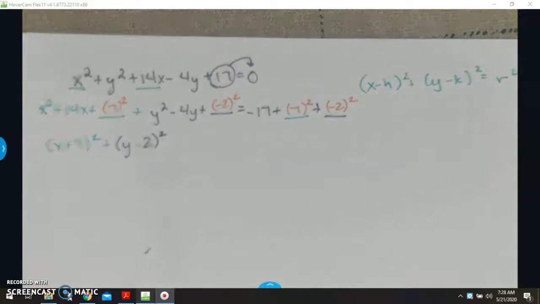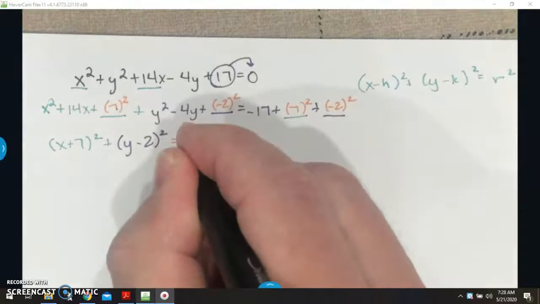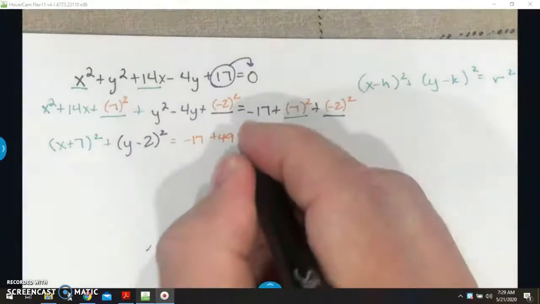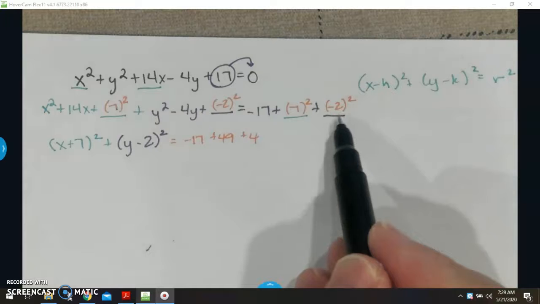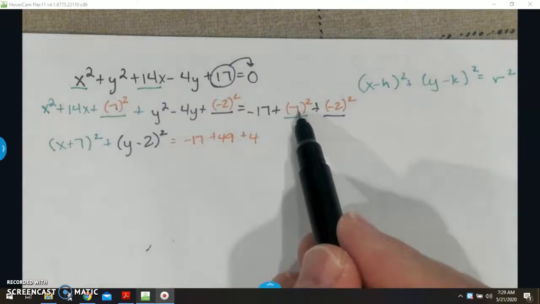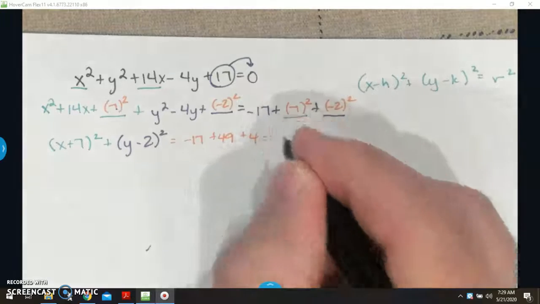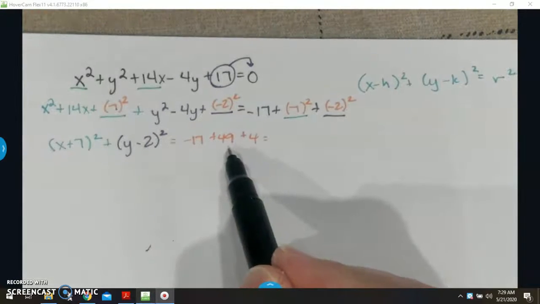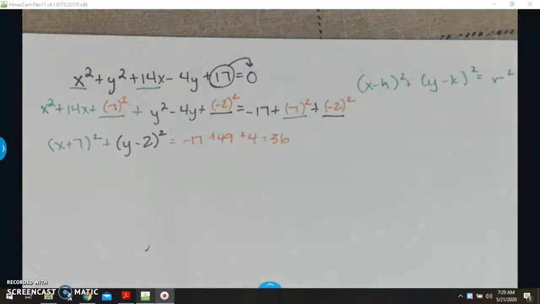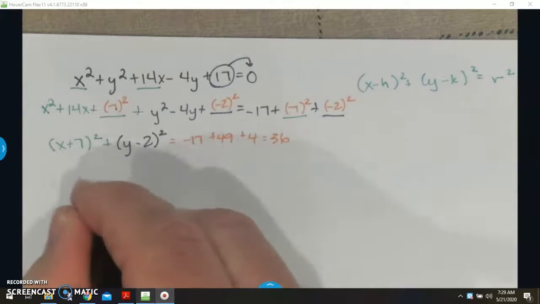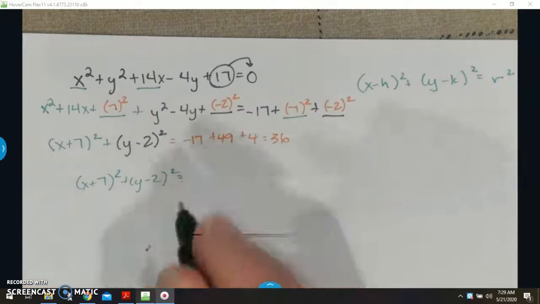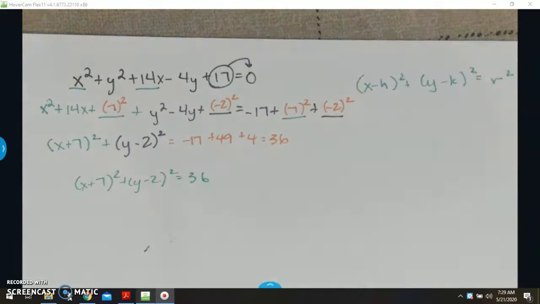Now, the hard part is going to be over here. This equals negative 17 plus 49 plus 4. A negative times a negative is positive, so that's why it becomes plus 4. 7 times 7 is 49, and then negative 17. So negative 17 plus 49 is 32, and 32 plus 4 is 36. So our final equation will be x plus 7 squared plus y minus 2 squared equals 36.